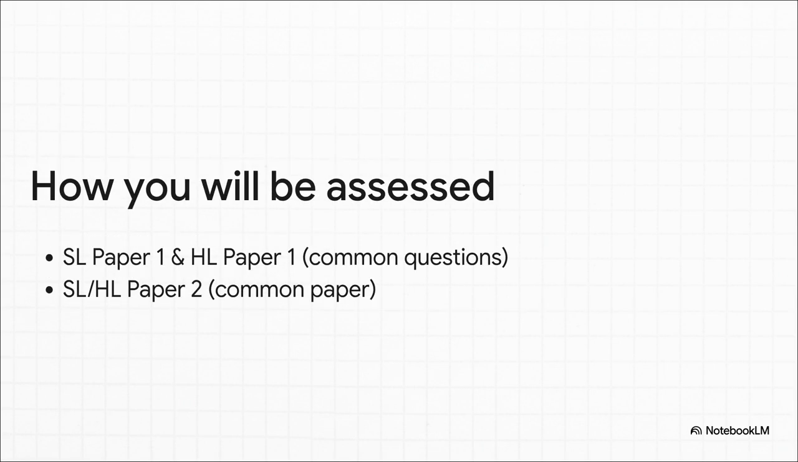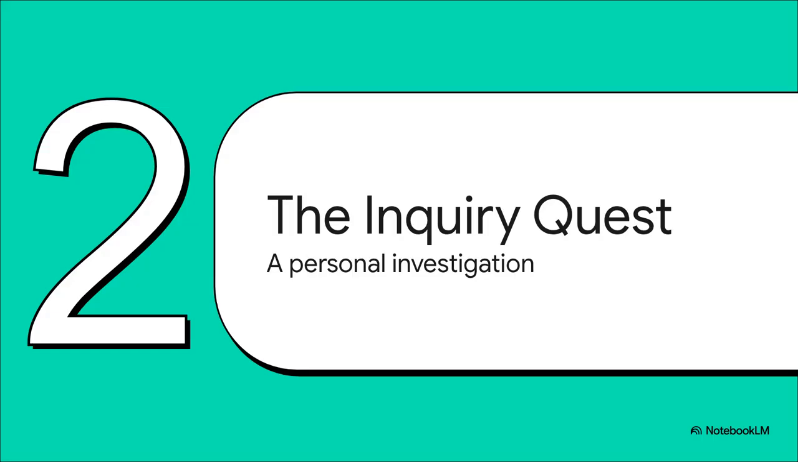Okay, so you've got all this foundational knowledge. How does the IB actually test it? Well, it all comes down to two external exams. Paper 1 has common questions for both SL and HL students. And Paper 2, that's a common paper everyone takes. Simple as that.